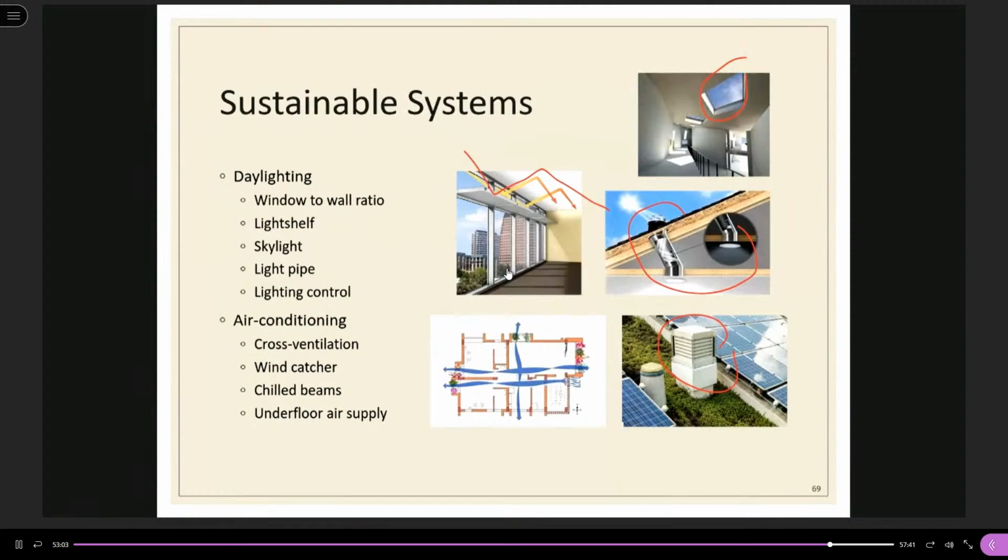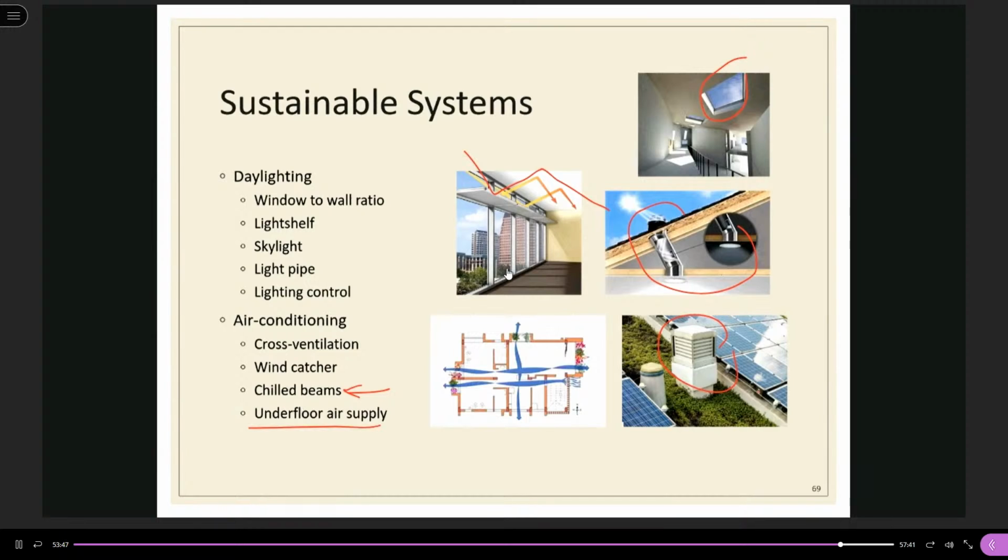Chilled beams. So heat can be transferred by convection. Like my air conditioning system, supplying cool air to my interior, then it is cooling down my office through convection. But apart from convection, heat can also be taken away through conduction. So chilled beams is to use some cooled building elements to take away the heat. So the beams are cooled at a low temperature. So through conduction, through radiation, it can bring away the heat.